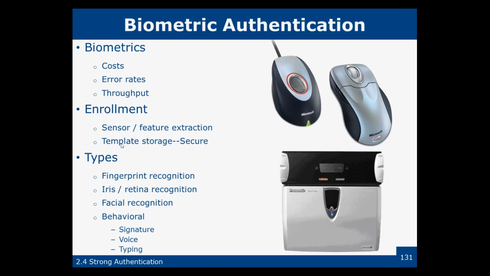The error rates can be high in biometrics. I think they're getting much better than that. We think about them as fingerprints, but the types include fingerprint recognition, iris and retina scan, facial recognition, and then behavioral signature, voice, typing. All of those types of things can be part of, or are part of, the biometric authentication processes.